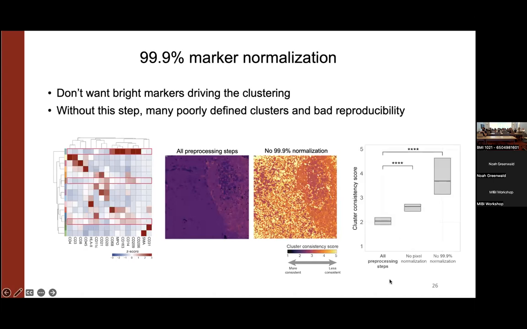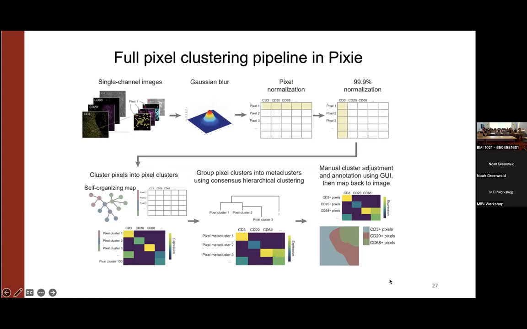If we quantitatively compare these 3 different scenarios, where we use all the pre-processing steps, no pixel normalization, or no 99.9% normalization, including all the pre-processing steps does significantly better. Okay, so those are all the pre-processing steps in our pipeline that we settled on.